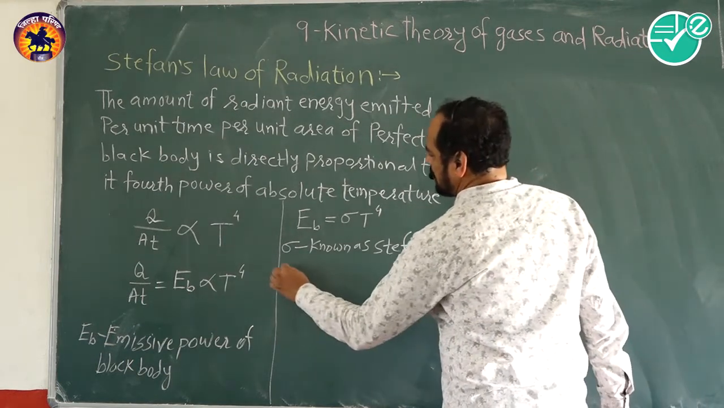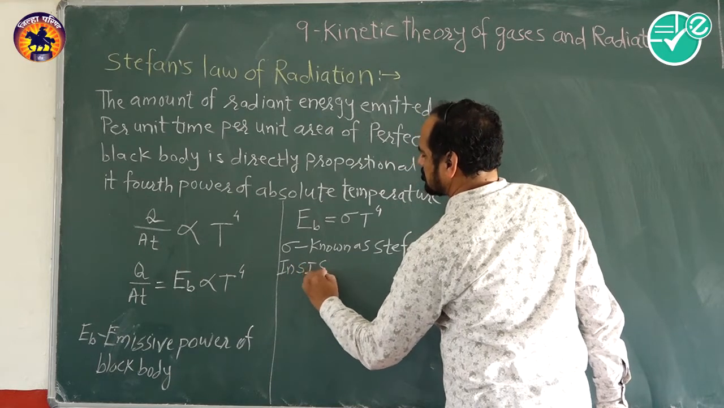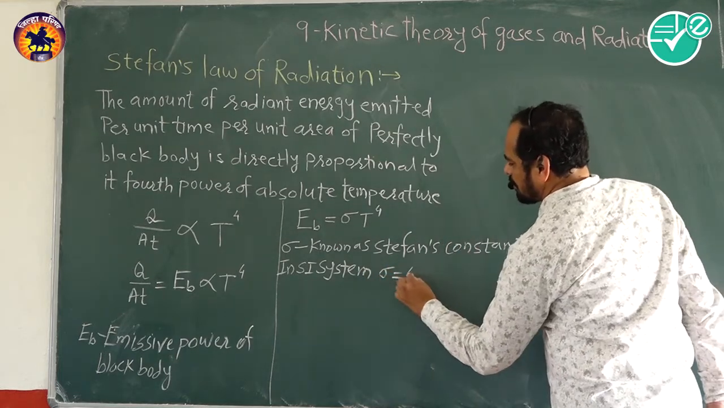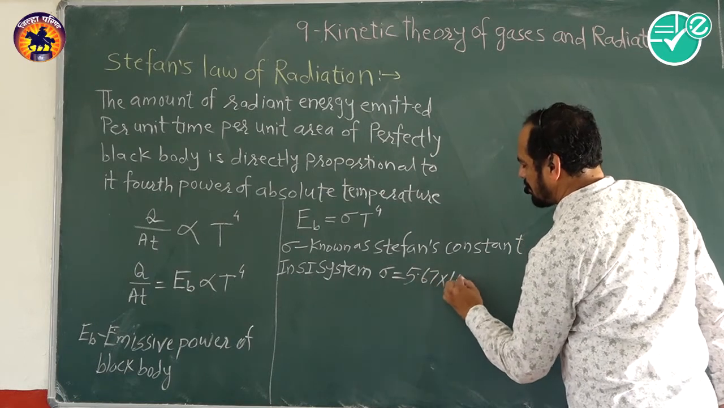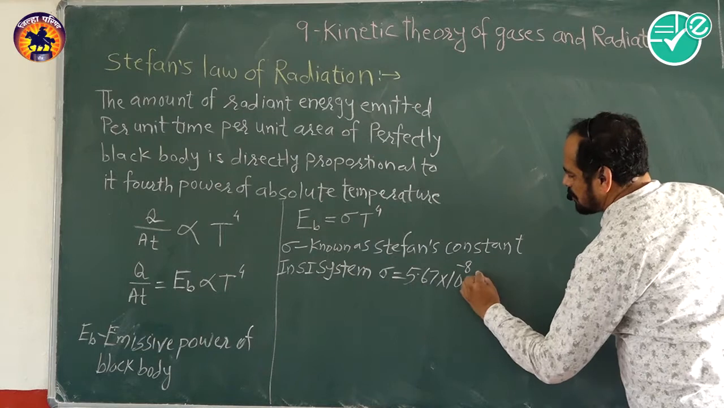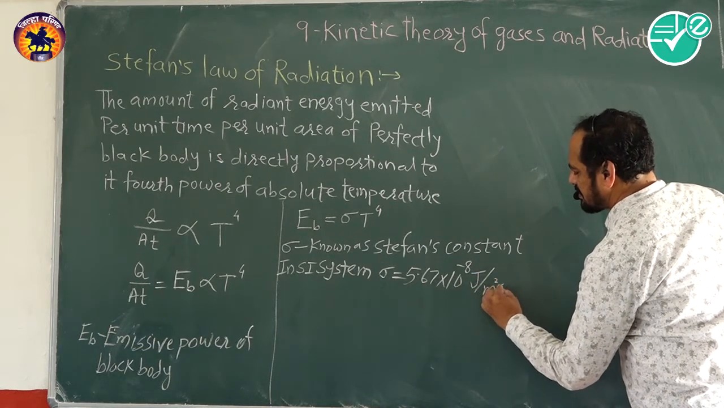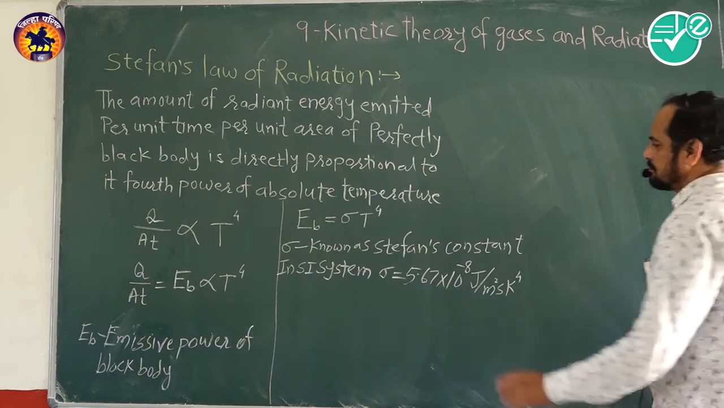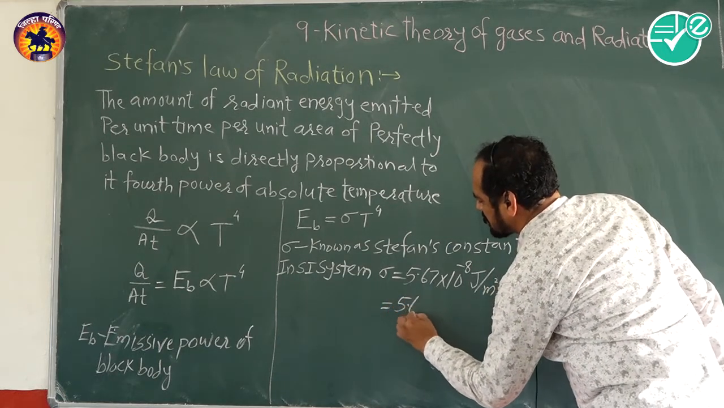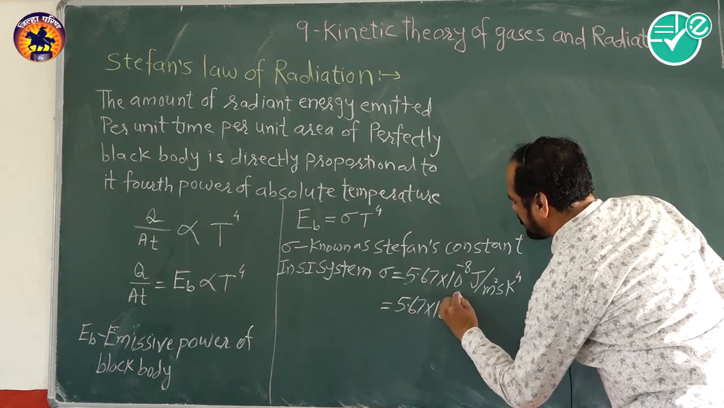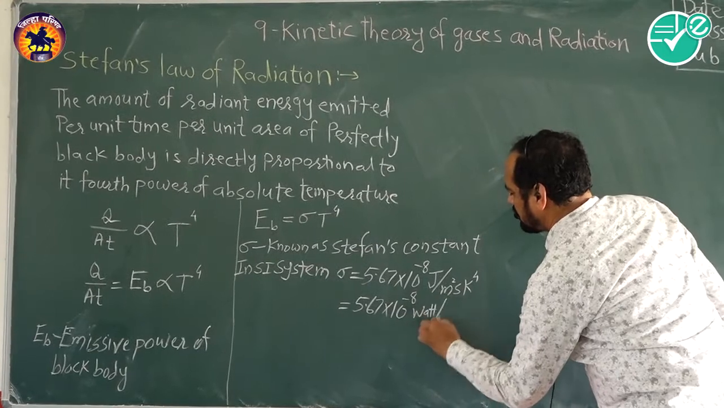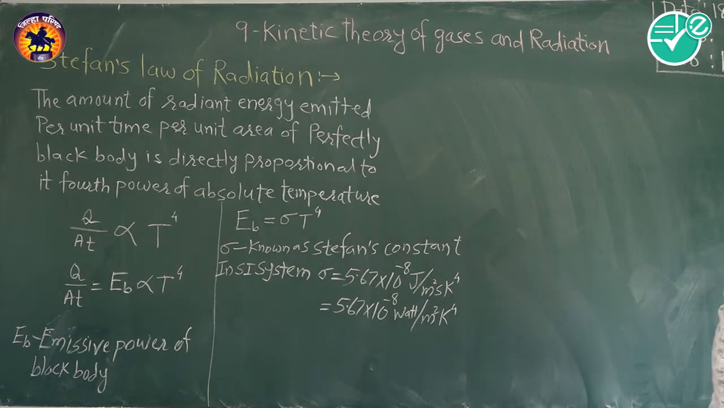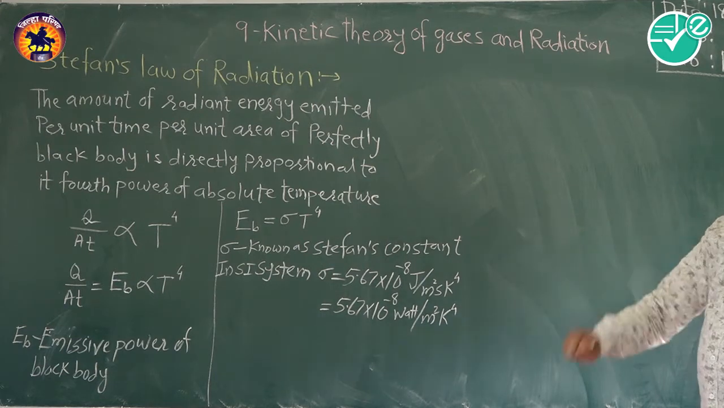And it has the value in the SI system, sigma is equal to 5.67 into 10 to the power minus 8 joule per meter square second, fourth power of the Kelvin. Or we can also convert it to 5.67 into 10 to the power minus 8 watt per meter square fourth power of the Kelvin. So this is the value of Stefan's constant, which is a constant value.